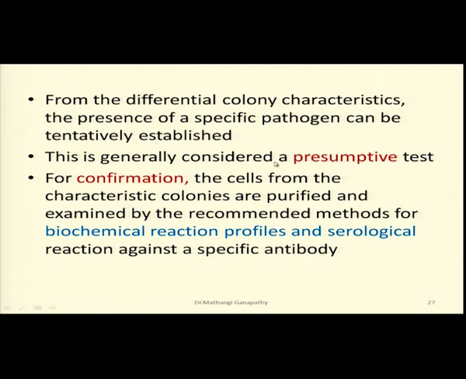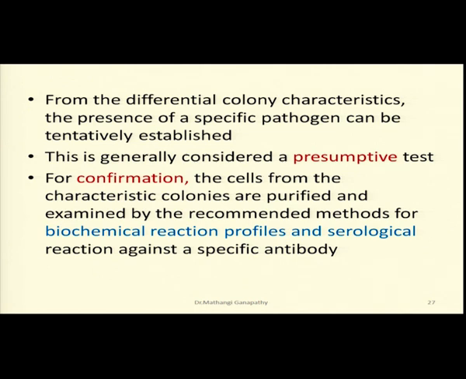For confirmation, the cells from the characteristic colonies are purified and examined by recommended methods for biochemical reaction profiles and serological reaction against a specific antibody. So, now what we do is, from the confirmed cells of the presumptive test, we will look for a specific biochemical reaction, which can be dye reduction, a color change, or the production of gas, or it can be because of a fermenting biochemical reaction. Any of these will confirm that yes, this pathogen is present.